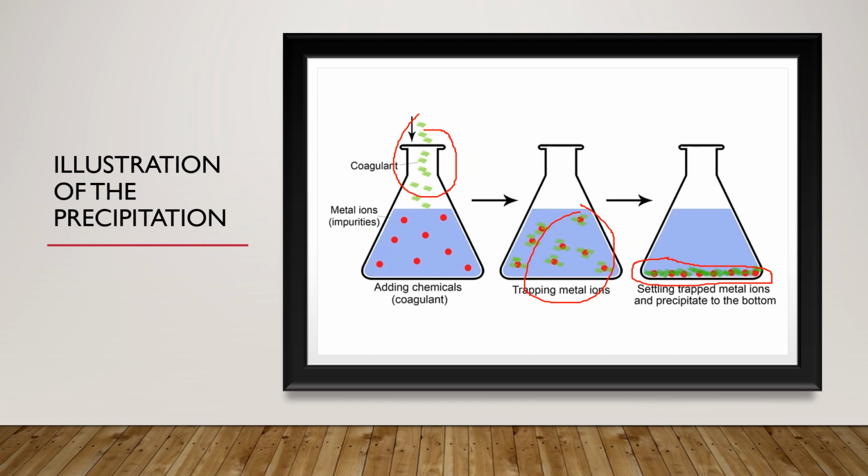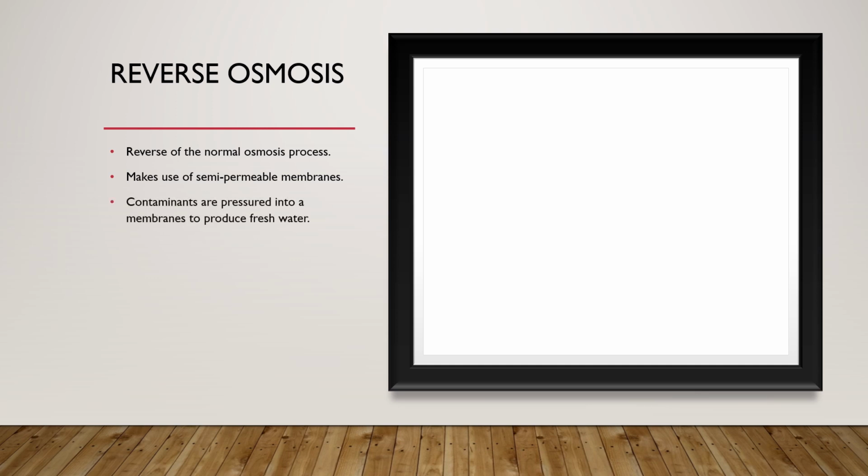clean water afterwards. Now the second method we'll look into is reverse osmosis, which is just a method that we use to separate ions. The ions are actually separated using a semi-permeable membrane. Contaminants are actually pressured into the membrane, and the membranes themselves act as filters, and then we have clean water afterwards.